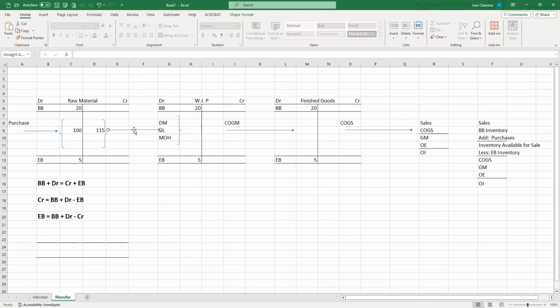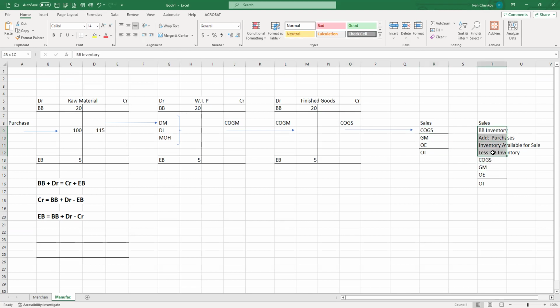Direct material, we're going to get it directly from the raw material account. But in order to get it from the raw material account, we have to purchase it. Make sense? Once we purchase it, then we can use it in our production, and raw material becomes direct material, part of work in process. There we're going to meet with direct labor and manufacturing overhead. Once those three are completed, they become cost of goods manufactured, which is moved to the finished goods. And once the goods are sold, we get cost of goods sold.